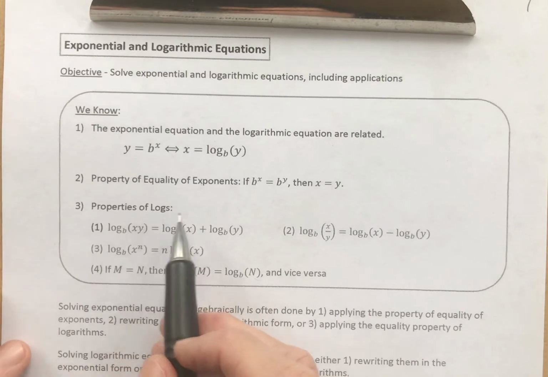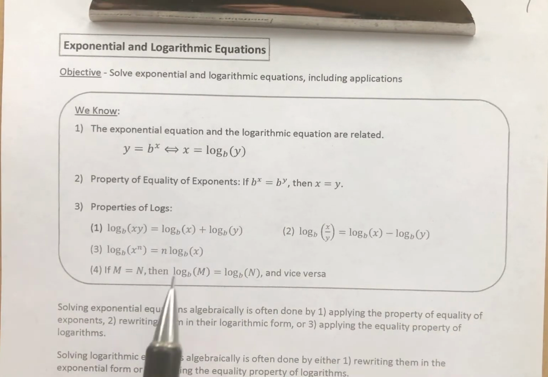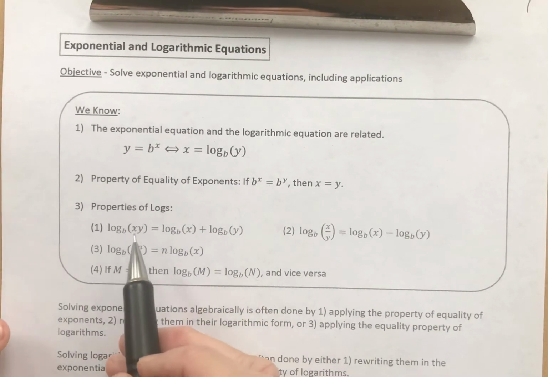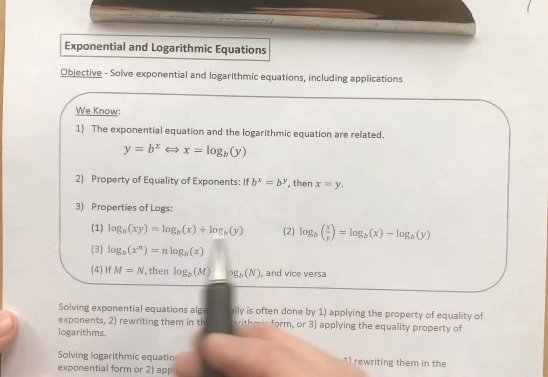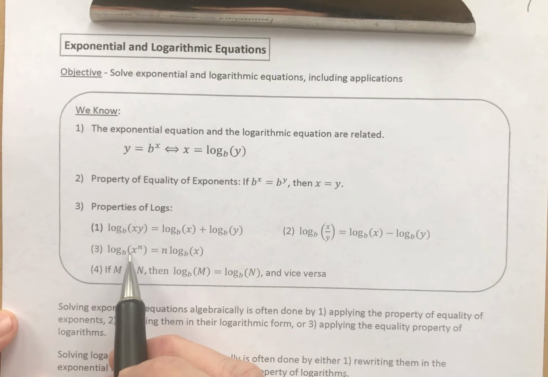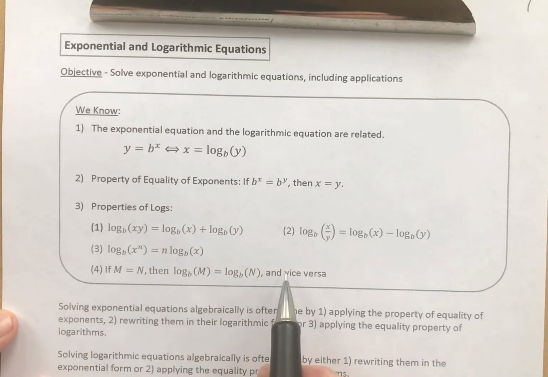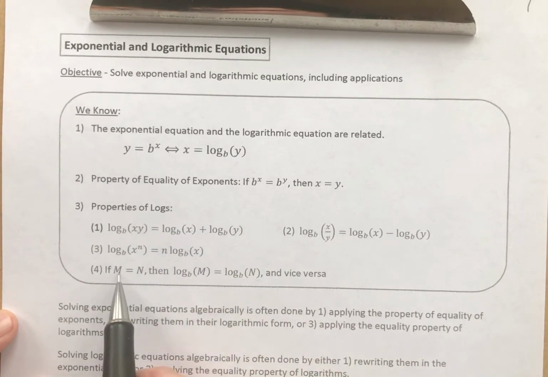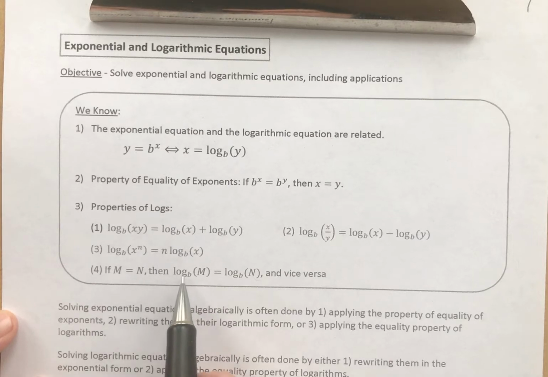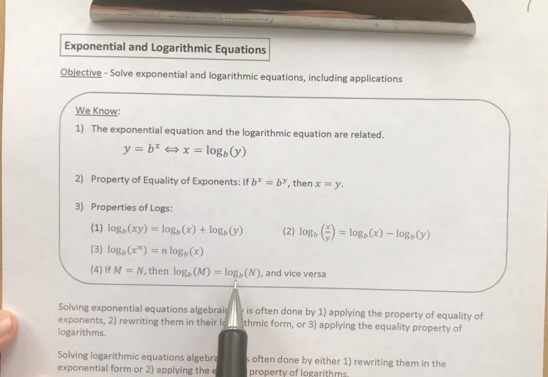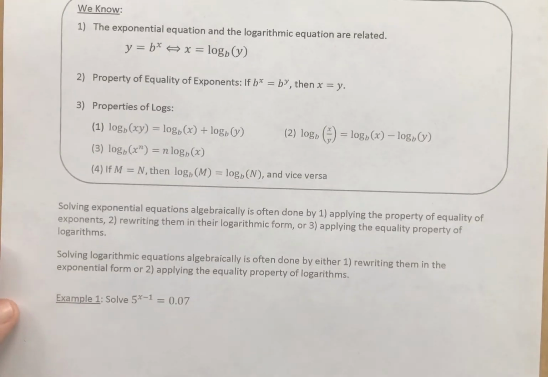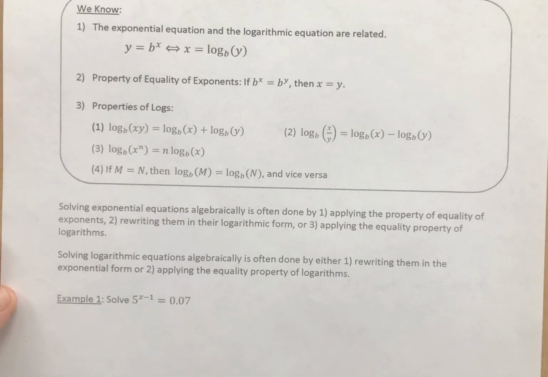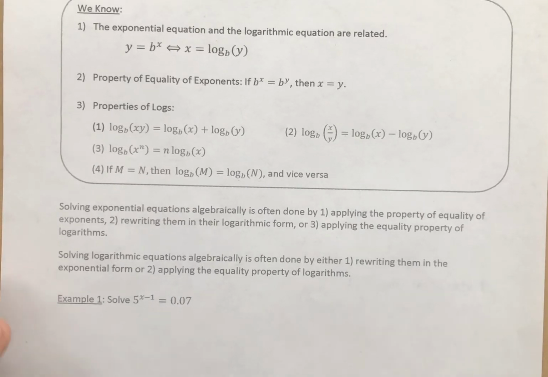Okay? And these are the properties of logs that will be useful here. The product property, the quotient property, the exponent property, and this is the equivalence property of logs. If m equals n, then log base b of m equals log base b of n, and vice versa. So what are the general ideas for how to approach these things and solve them?